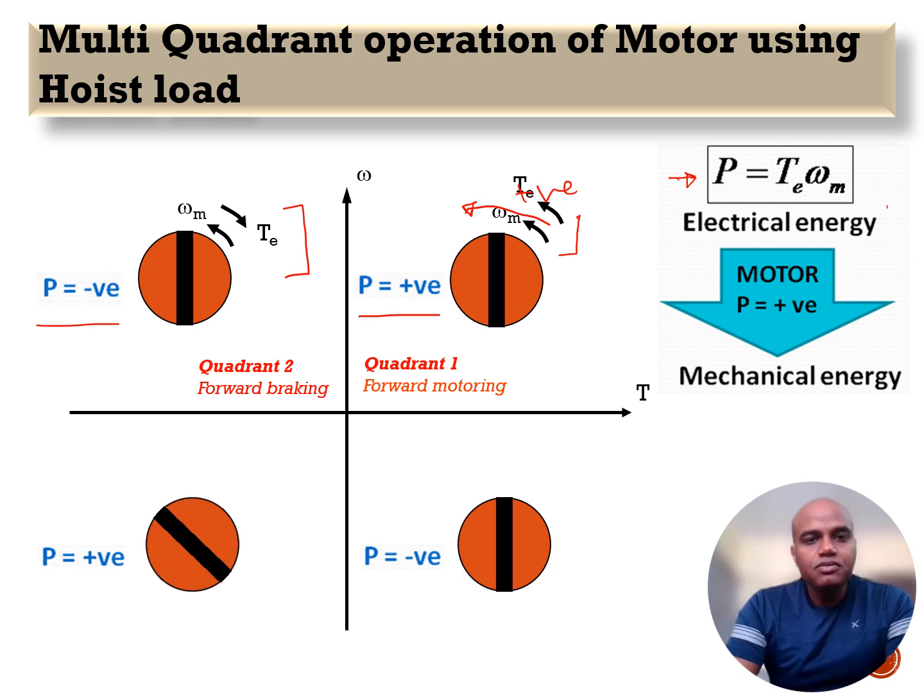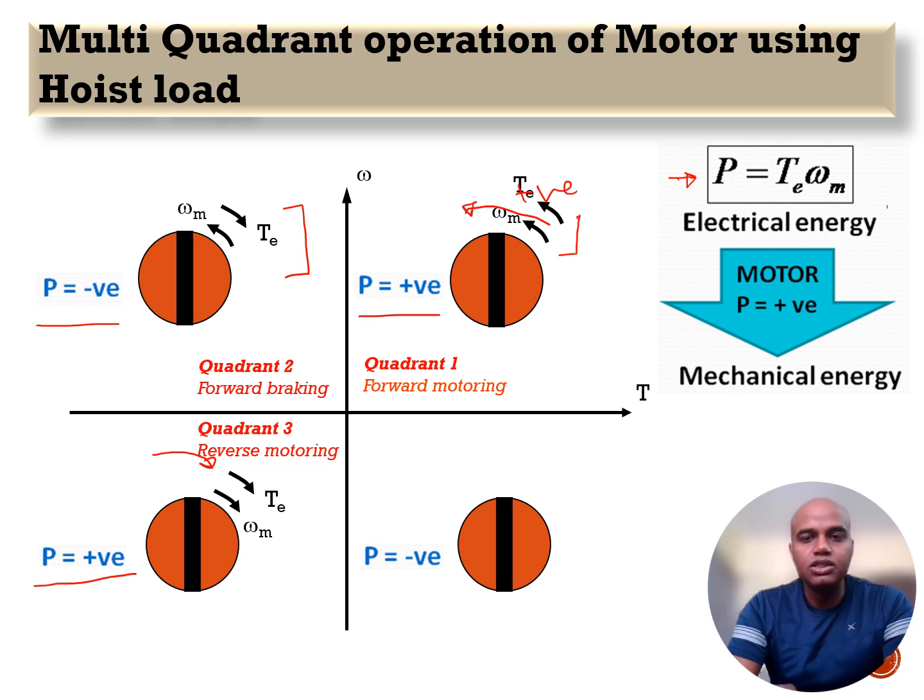In the third quadrant, we can see that my motor direction has changed now. The motor is running in the clockwise direction, and the torque being produced by the motor is also in the same direction. That's why the power remains positive, and this is nothing but my reverse motoring. Here both the speed and the torque direction of my motor have changed. We can easily interpret this as my vehicle going in the reverse direction.